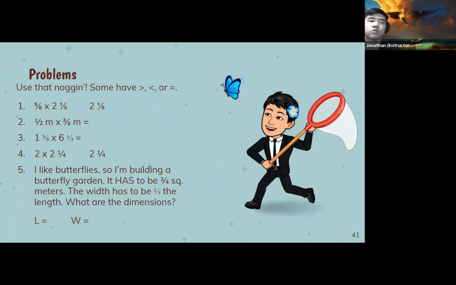All right, so I think that is enough time. I guess we'll go over these and then we'll be done for today. So first question, less than. Second question, 3/10 square meters. Third question, 8 and 17 over 24. Fourth question, greater than, and the length and the width is 3 halves and 1/12.